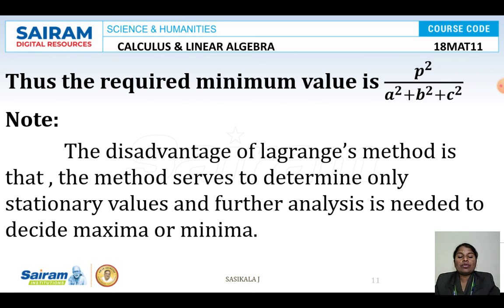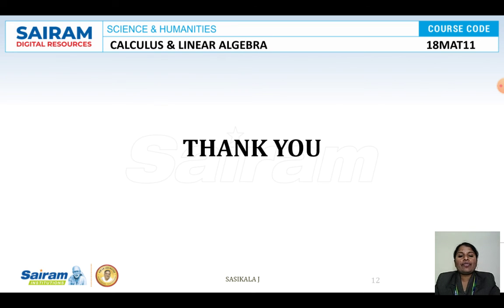Before ending this topic, just note the disadvantage of this Lagrangian method: the method serves to determine only the stationary value, and further analysis is needed to decide maxima and minima. That means we are just finding the stationary points and substituting into the function, and we need further analysis to decide whether the particular function has a maxima or minima. So that's all for the Lagrangian with one subsidiary condition. Thank you.